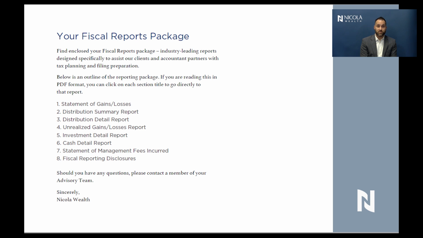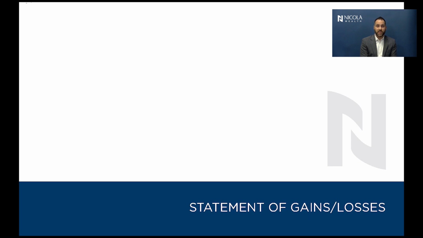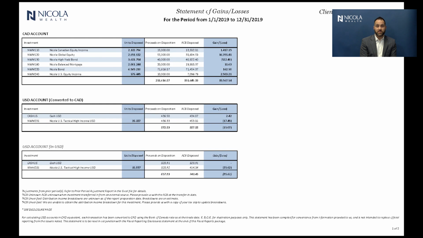In order to jump to a fiscal report, you can click on the desired report. The Statement of Gains Losses report shows investments that have been sold or disposed of in the period or have been deemed disposed of in the period. A gain or loss is calculated based on the proceeds of sale less the tax cost pertaining to the sale. The tax cost of an investment is known as the ACB, or Adjusted Cost Base. For details on the ACB amount, a later report will show how it was calculated. The gain or loss can be used to populate your capital gains losses schedule on your tax return.